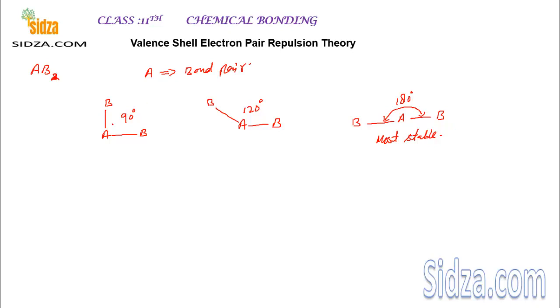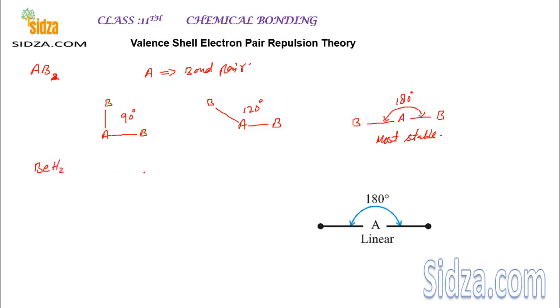Over here, if you look at this 90, the bond angle is lesser, so the repulsion will be more. If you move this bond pair slightly away and increase the bond angle, repulsion will decrease, and it will be the minimum when the bond angle is 180 degrees. That is why AB2 type molecules always have a linear shape with a bond angle of 180 degrees. One common example is beryllium hydride, BeH2.